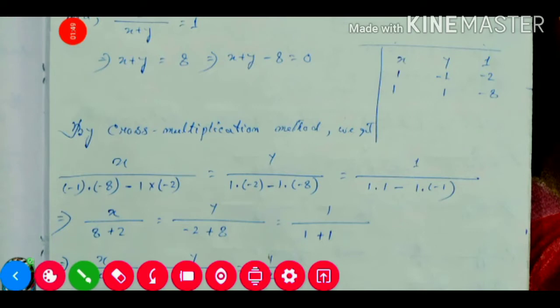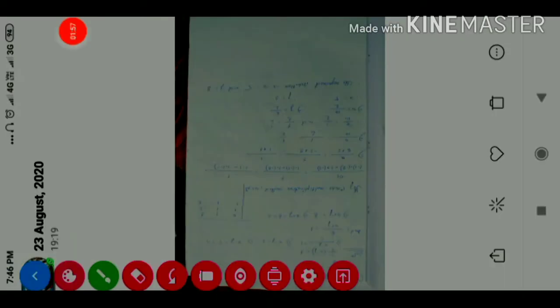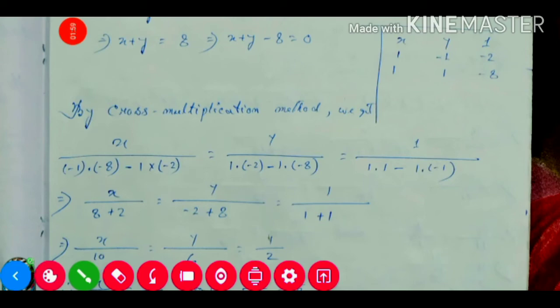Now we will apply our cross multiplication method. So x will be minus 1 into minus 8, in between will be our minus sign, and 1 into minus 2. How to see this one? The x column we are omitting, so minus 1 into this one, minus 1 into minus 8, and down 1 into top 1, so 1 into minus 2.